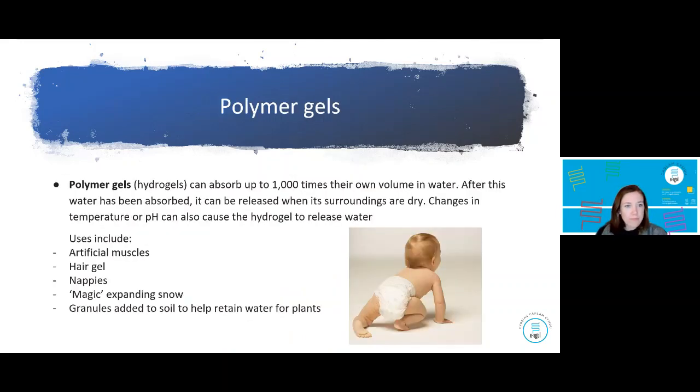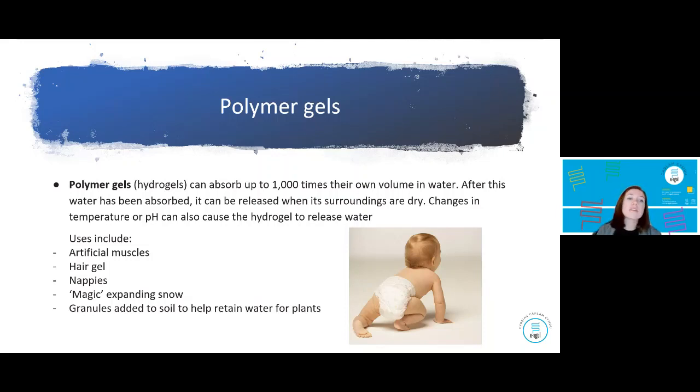Polymer gels, okay, probably the most common are hydrogels, where water is a solvent. Polymer gels can absorb up to 1,000 times their own volume in water. That's a huge amount. After this water has been absorbed, it can be released when surroundings are dry, and changes in temperature or pH can cause the hydrogel to release water also, okay, so change in conditions can affect these polymer gels. As I said, we call them hydrogels when water is the solvent, but this isn't always the case, okay. Now, various uses for these polymer gels.